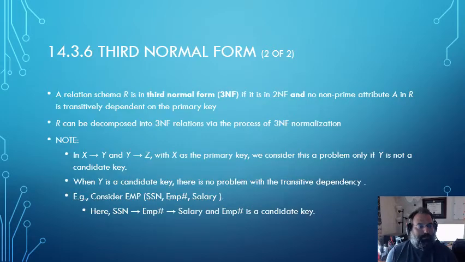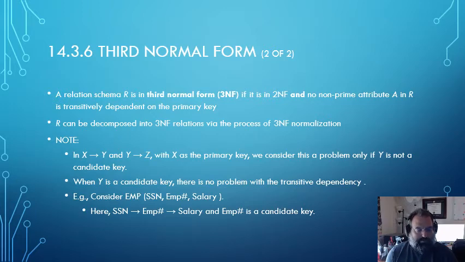SSN implies name is non-transitive since there is not a set of attributes X where SSN implies X and X implies name. A relational schema R is in third normal form if it is in second normal form and no non-primary attribute A in R is transitively dependent upon the primary key. R can be decomposed into third normal form via the process of third normal form normalization.